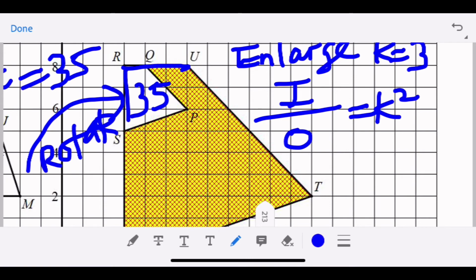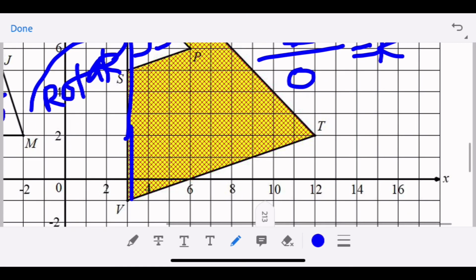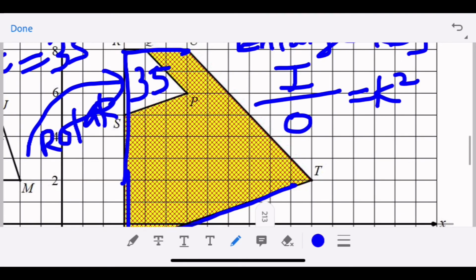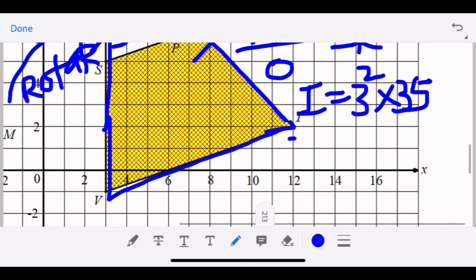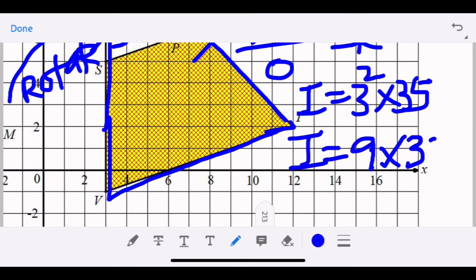Then we will just substitute the area of the image over area of the object equal to k squared. So the area of the image can be found using 9 times 35, which is equivalent to 315.